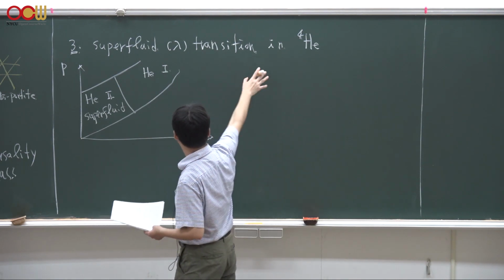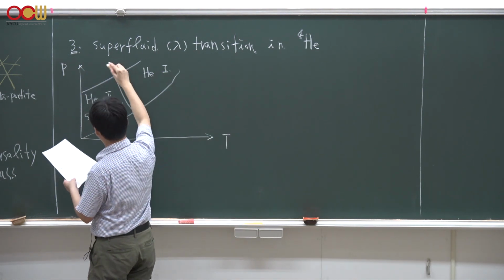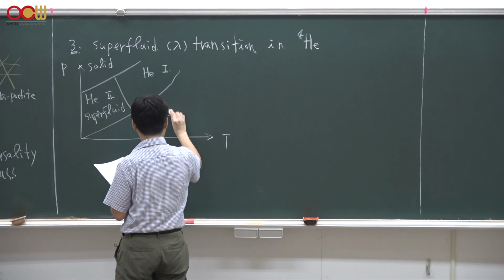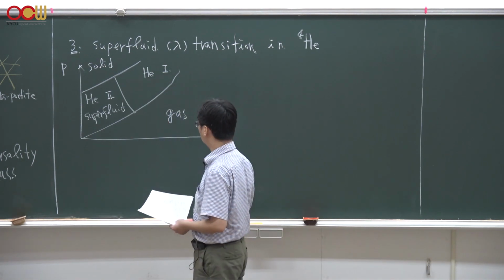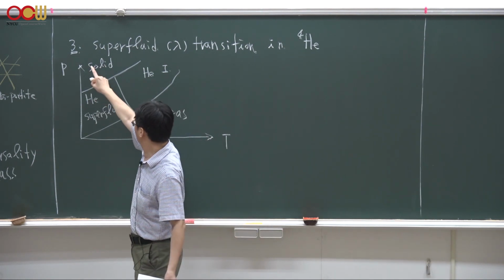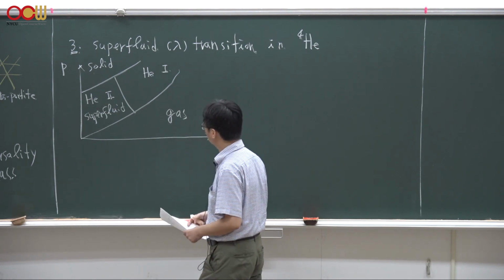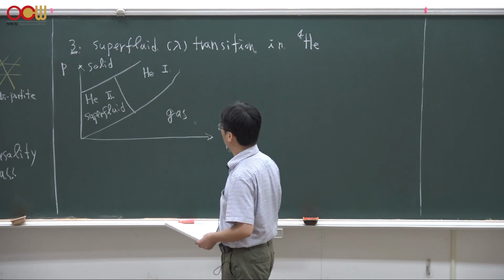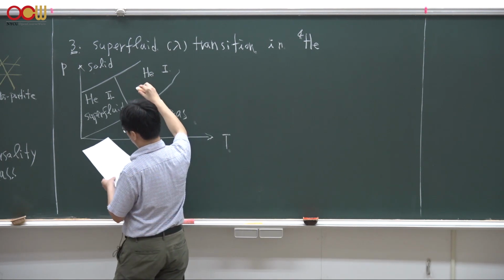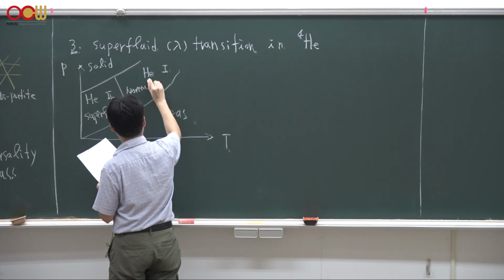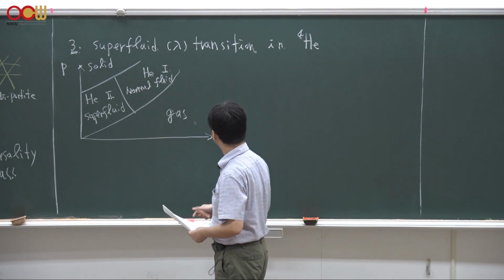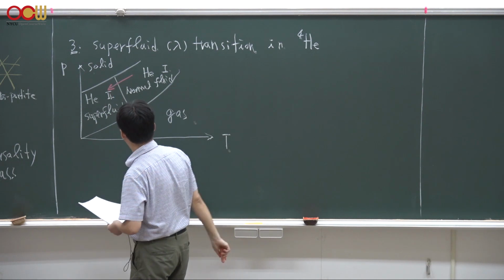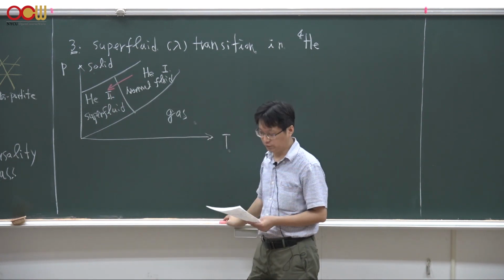Liquid helium-4 has a general phase diagram, but it also has a solid phase and a gas phase. Of course, in the low temperature and high pressure region, this is a solid, and in the low pressure, high temperature region, this is a gas. But in between, there is a normal fluid and a superfluid region. The so-called lambda transition is a transition between the normal fluid and the superfluid of liquid helium-4.